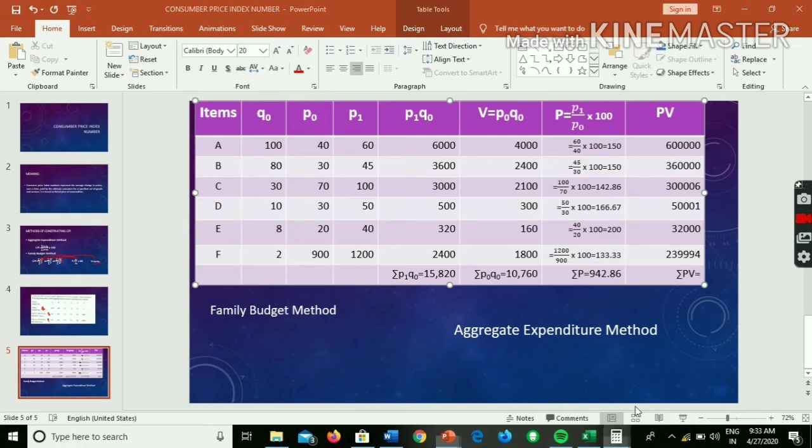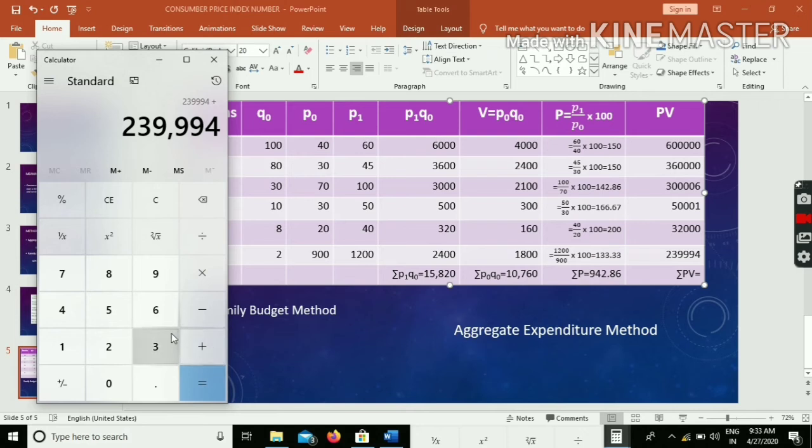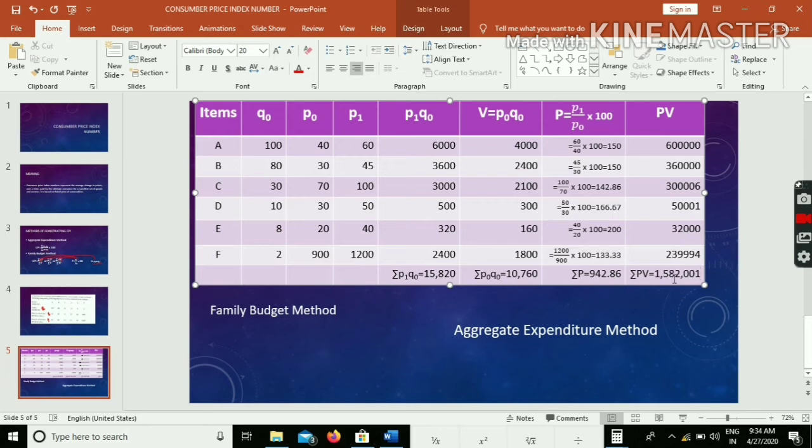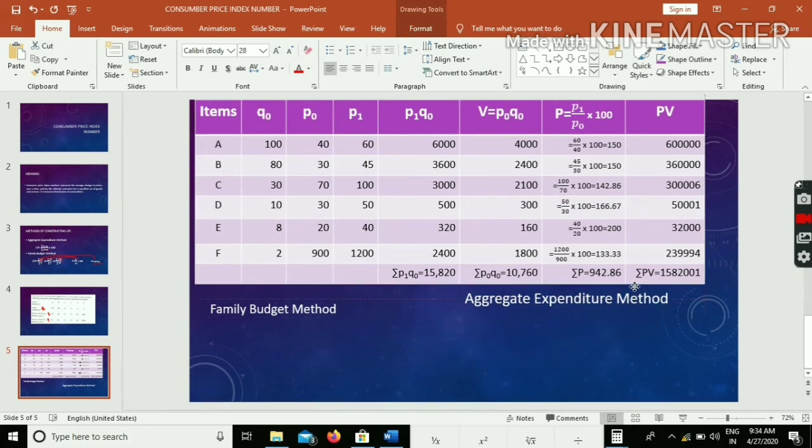So let's find the total, plus 32,000 plus 50,001 plus 3,06,000 plus 9,60,000. So 15,82,001.